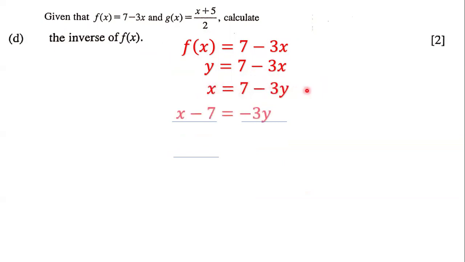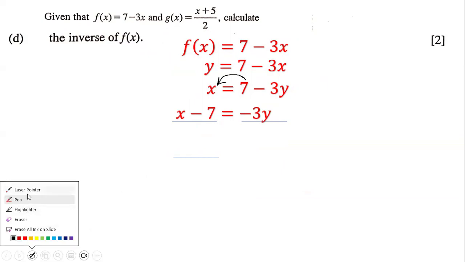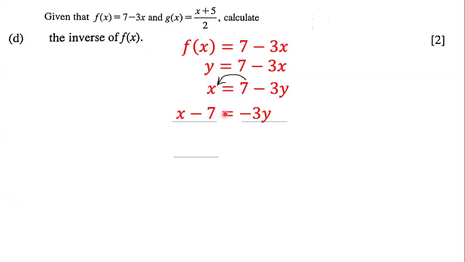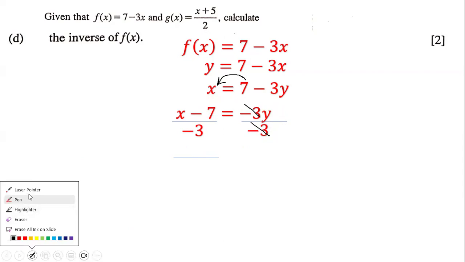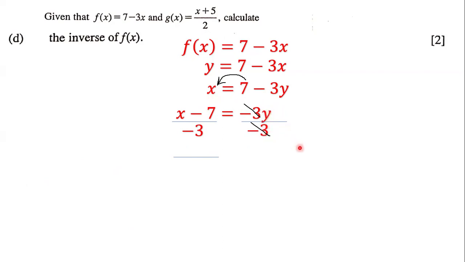The next thing that we're going to do is take this positive 7 and send it over the equal sign. So we have that x minus 7 is equal to negative 3y. And so the next thing we're going to do is divide both sides of this equation by negative 3. This negative 3 cancels out with this negative 3, and so y is left on this side. So we have y is equal to (x minus 7) all over negative 3.